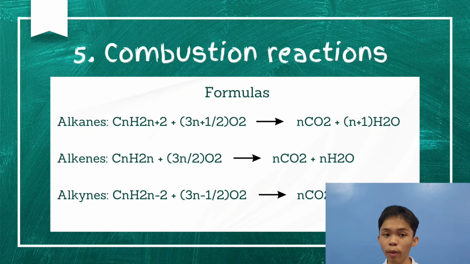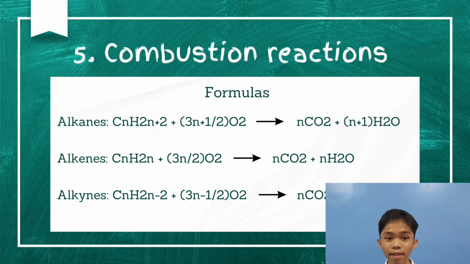So, we will follow the formula for an alkene indicated on the slide before, which is CnH2n plus 3n divided by 2 for oxygen, which results into nCO2 plus nH2O. To find the n in the formula, we just have to find out the number of carbons in the hydrocarbon and then simply plug the value into the formula.